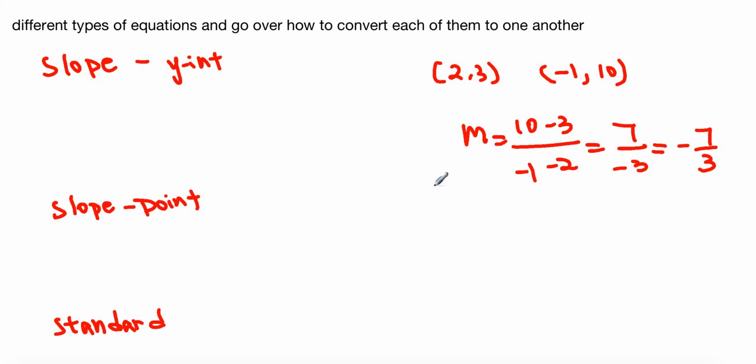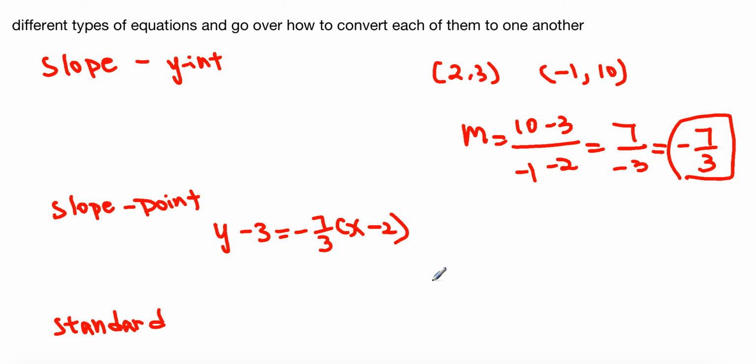Then in this case, using this, I can find this one quite easily. Point slope would have been y minus, I can use any one of those 2 points. I'm going to use this one since it seems to be easier. y minus 3 is equal to negative 7 over 3 times x minus 2. That should be my equation.